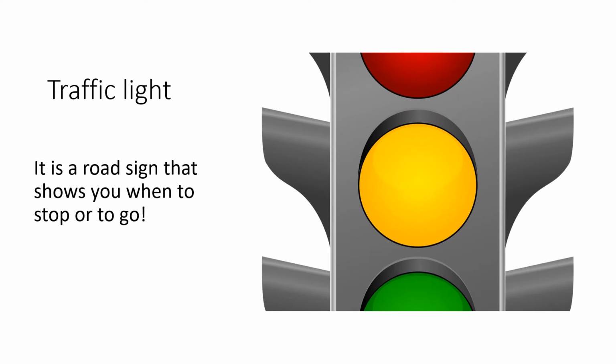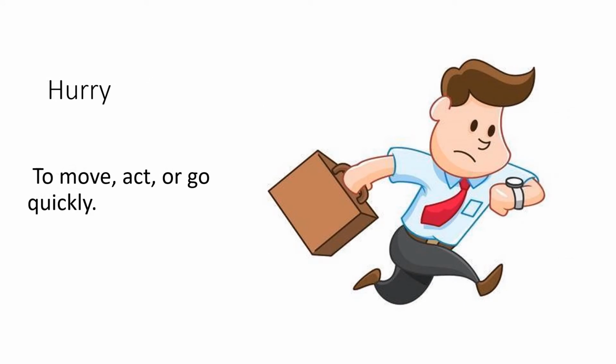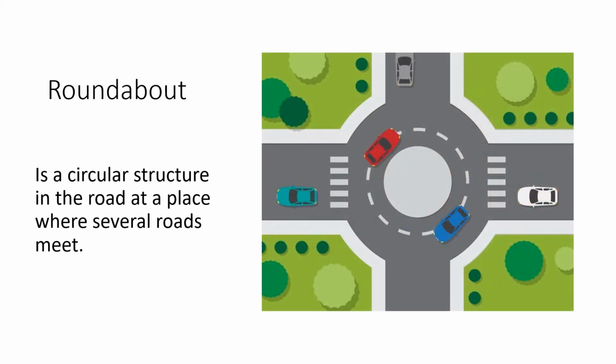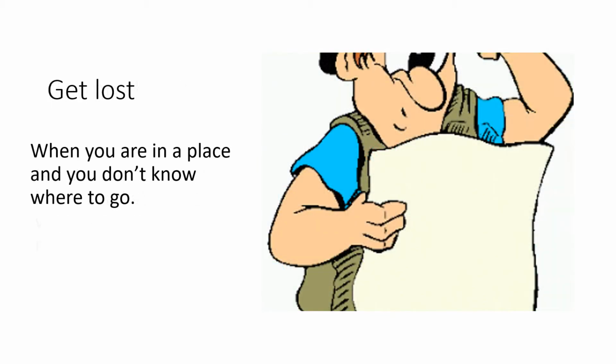Traffic light. It's a road sign that shows you when to stop or to go. Hurry. To move, act, or go quickly. Roundabout. It's a circular structure in the road at a place where several roads meet. Get lost. When you are in a place and you don't know where to go.